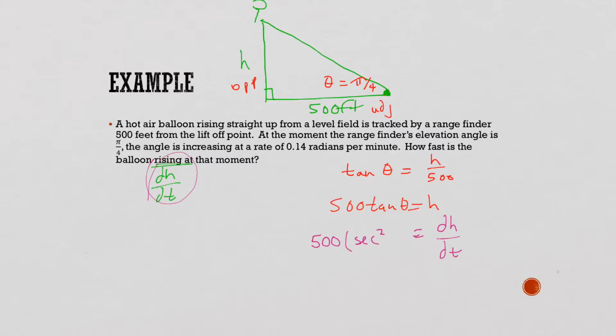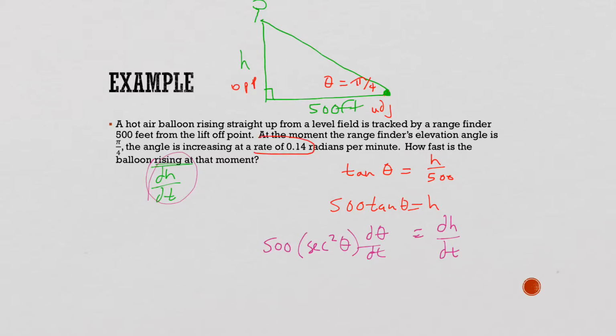Whoops, I didn't leave myself very much room here. So 500 secant squared theta d theta dt. Alright, so now we have to go back to the original problem and figure out where we're at.